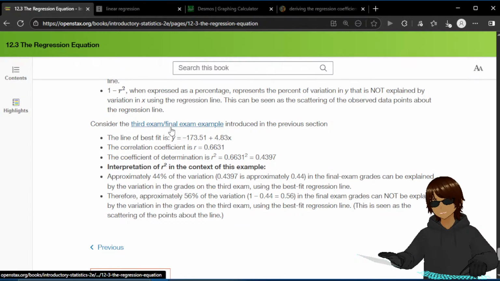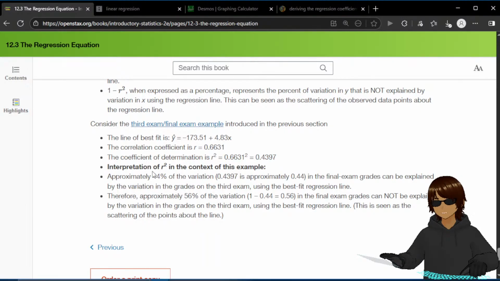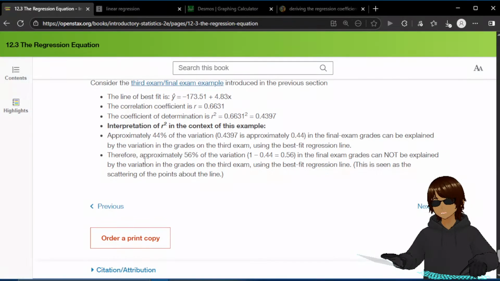So for the third final example, the linear best fit is this. R is 0.631, R square is 0.4397. So approximately 44% of the variation in the final exam grades can be explained by variation in the grades of the third exam using the best fit linear regression line. Approximately 56% of the variation in the final exam cannot be explained by the variation in the grades on the third exam.